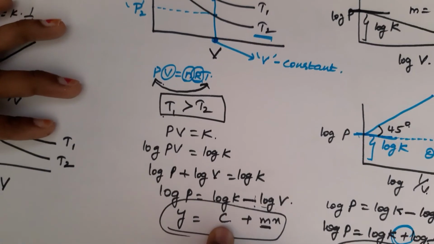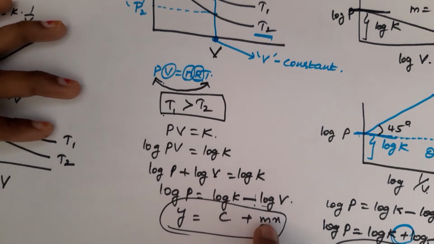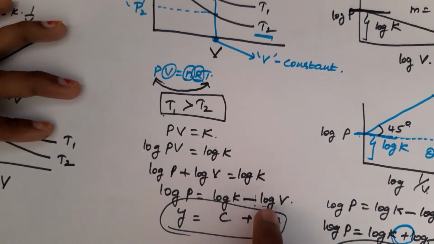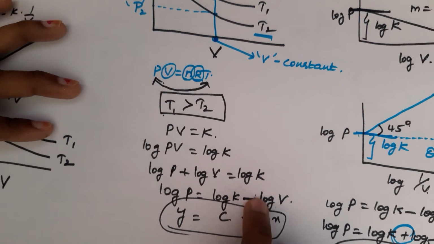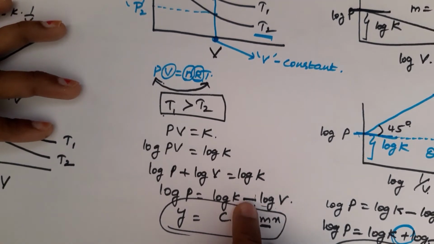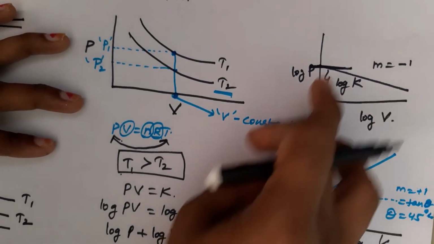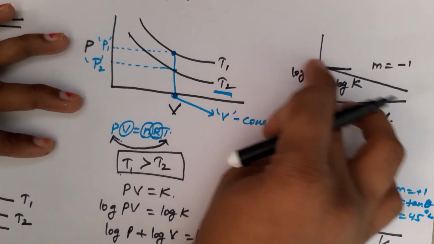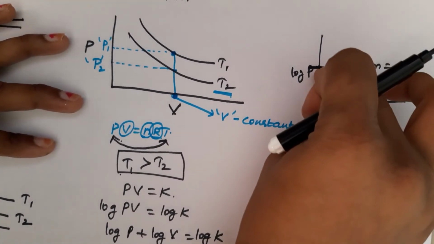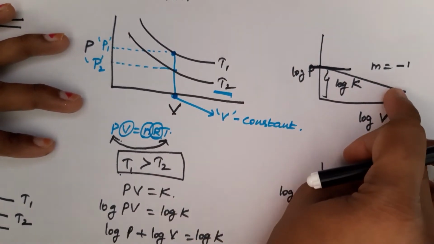Some intercept is there. What is that intercept, students? C is equal to log K. What is the slope, students? M is equal to minus 1. Here before log V a minus value is there, meaning we are getting negative deviation. That means here the log V value is decreasing, means on behalf of this intercept, the log V value is decreasing.